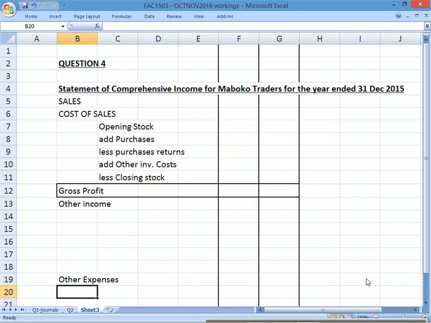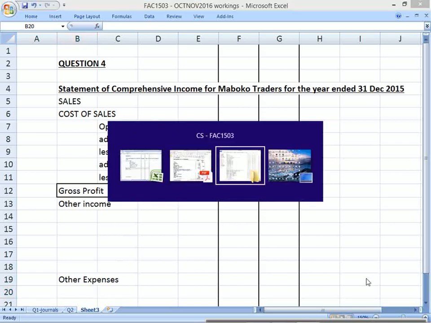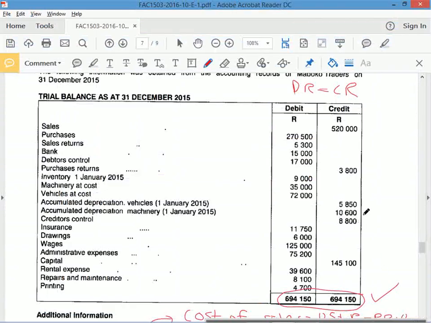Let's go back to the question. Let's go down the list. I want you to go down this list, and I want you to put next to it, what is it? Okay, I'll do two with you. Sales is an income, so I'm going to put an I. Purchases is an expense, I'm going to put an E. I want you to do the same thing with all the others.